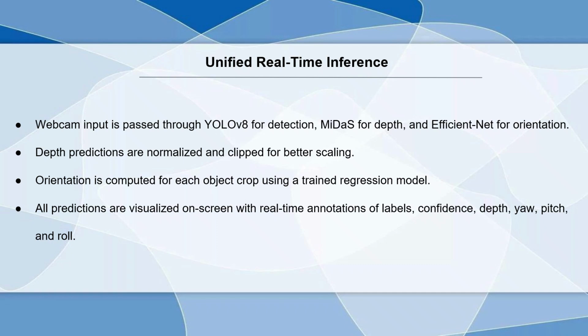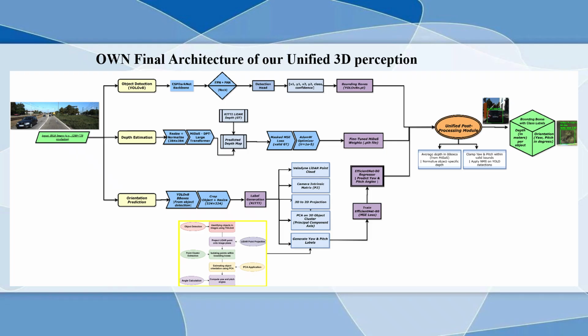Now the unified real-time inference: webcam input is passed through YOLOv8 for detection, MiDaS for depth, and EfficientNet for orientation estimation. Depth predictions are normalized and clipped for better scaling. Orientation is computed for each object crop using a trained regression model. All predictions are visualized on the screen, with real-time annotations of labels, confidence, depth, yaw, pitch, and roll. This is the final architecture that I have designed. This architecture is our own architecture that we built in this project.